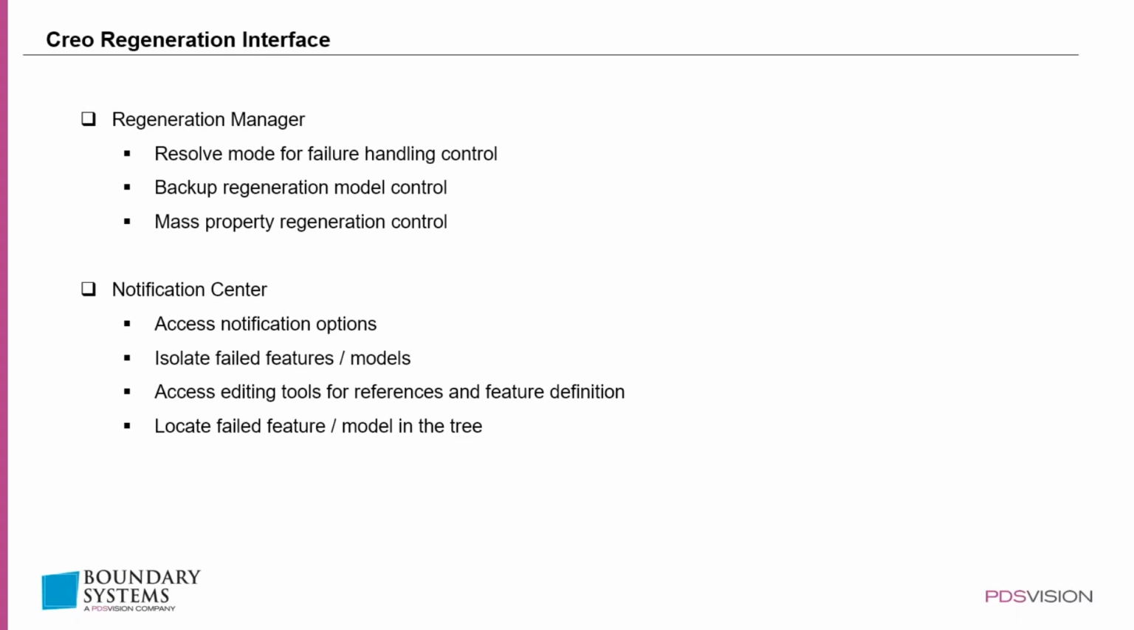All right, so the Creo regen interface, we have two main areas that are going to help us resolve these failures. The first is the regeneration manager. If you were used to early versions of Creo, you may remember the resolve mode. This is not going to be enabled by default, but we can still access this through the regeneration manager. Also through the regen manager, we can control options for backup regeneration models and for mass property regeneration.